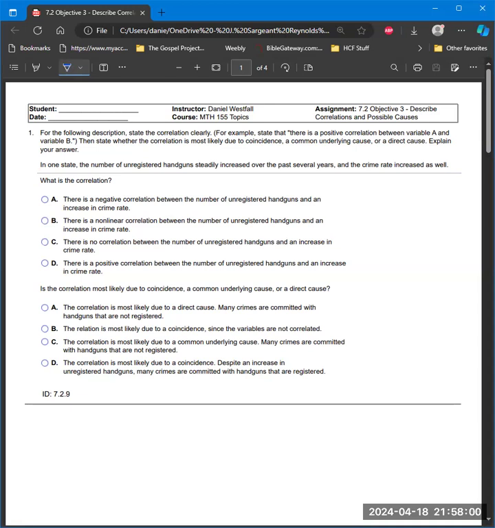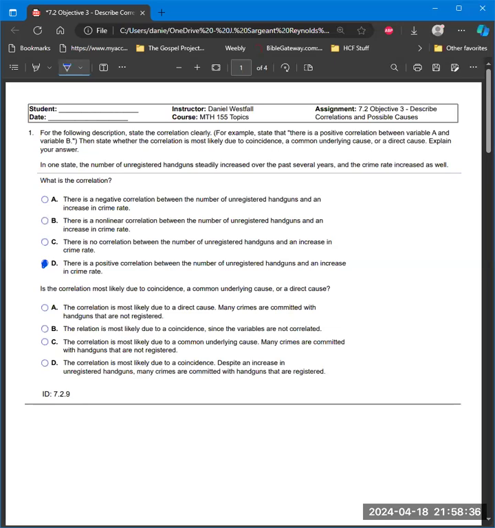explain your answer. In one state, the number of unregistered handguns steadily increased over the past several years, and the crime rate increased as well. What is the correlation? So they're saying that there is a positive correlation, that is, one goes up, the other goes up. And so the statement there, D, there's a positive correlation between the number of unregistered handguns and an increase in the crime rate.